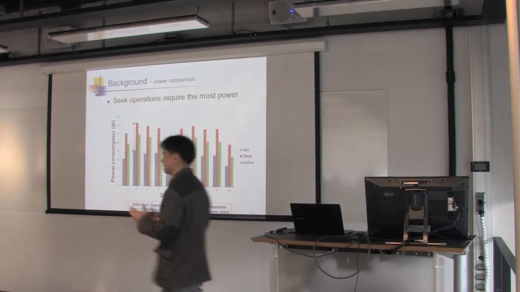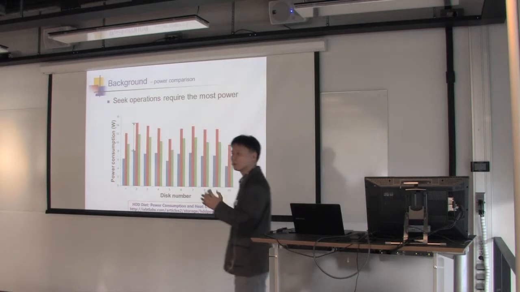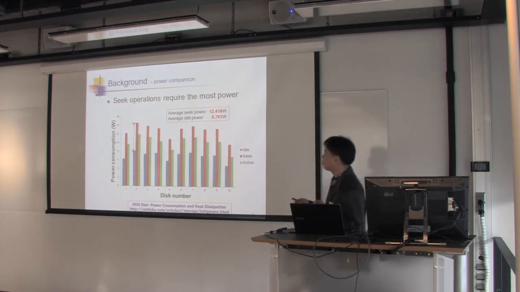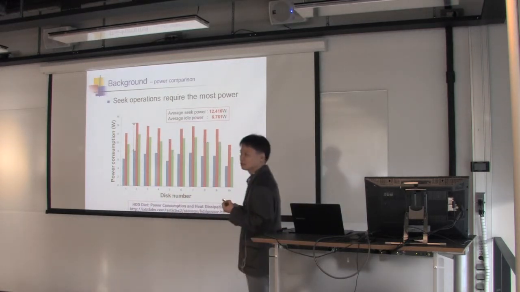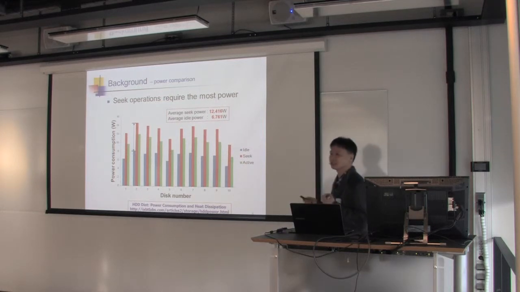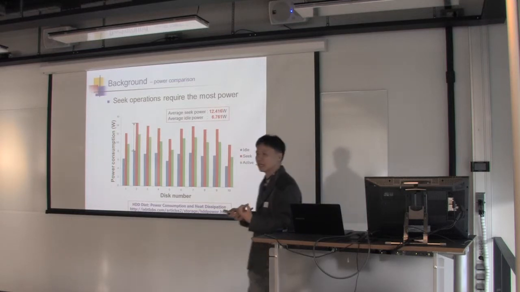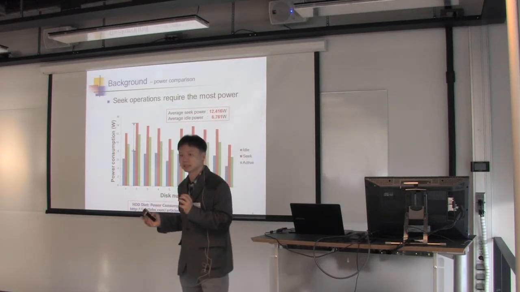For this purpose, we have examined the real power consumption of 25 disks. And this graph shows how much energy is consumed in each power mode. From this picture, we clearly see that seek operation requires the most energy. For example, we found that average seek power is about 12 watts, whereas average idle power is about 6.7 watts. And this graph clearly shows that we have to reduce seek energy consumption in order to reduce total energy consumption.